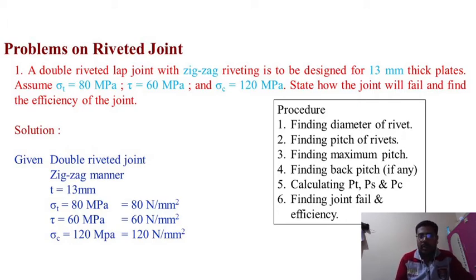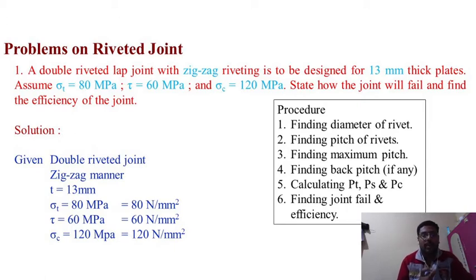So first problem, write down the problem and understand first what the problem is and what we find here. So neatly we can observe. A double riveted lap joint with zigzag riveting is to be designed for 13 mm thick plates. Assume sigma T is equal to 80 megapascal, tau is equal to 60 megapascal, and sigma C is equal to 120 megapascal. State how the joint will fail and find the efficiency of the joint.